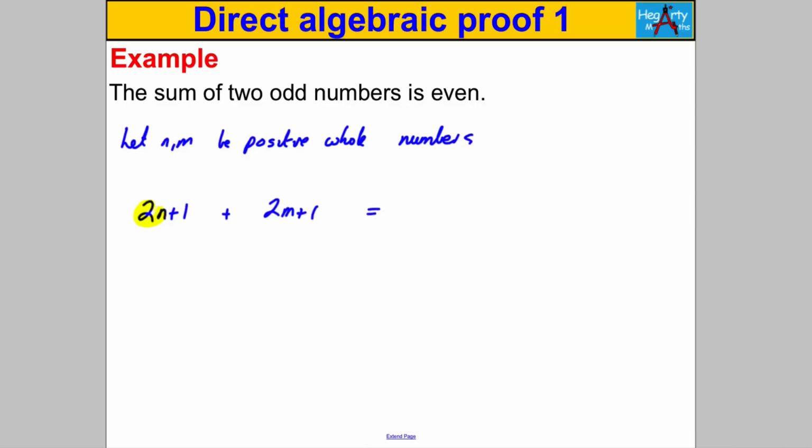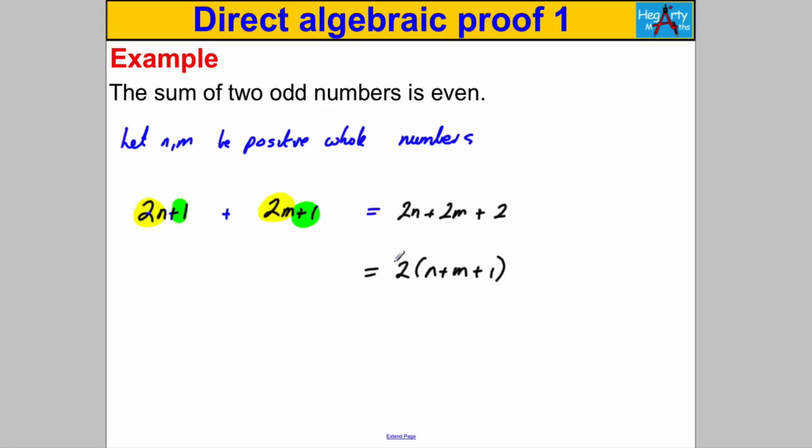Now what can we do here? Well, 2n and 2m, we just have to write them separately. That's 2n add 2m. But we can collect like terms here. We've got positive 1 add another positive 1, which is positive 2. And we can take a factor of that 2 out. There's a 2 there, a 2 there, and 2 there. So we can factorize that as follows.